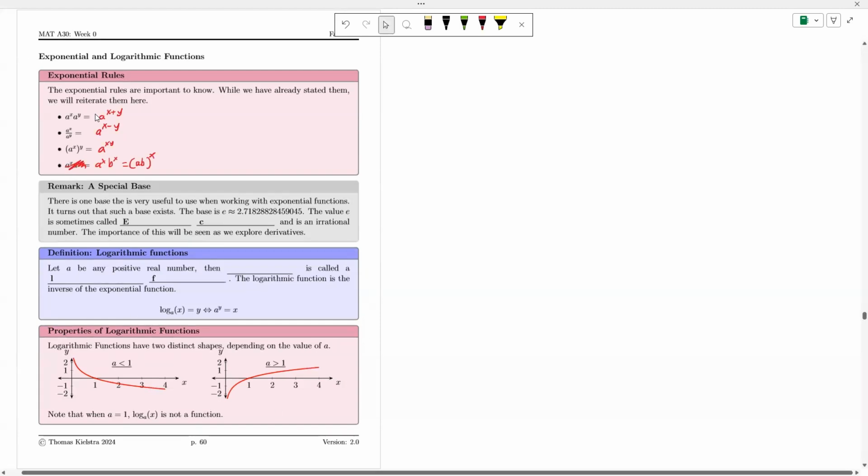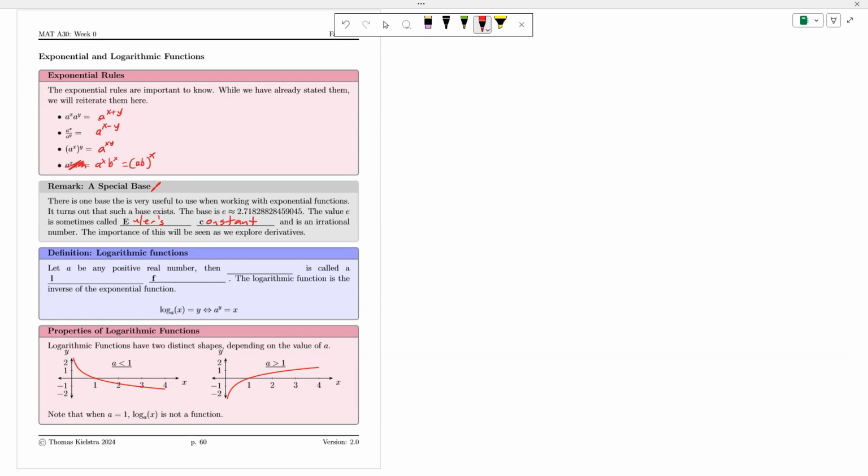Now, this base, this real number can be anything, but there's a really useful base. And it's such a special base, we give it a name. Sometimes we call it Euler's constant. Now, Euler's constant e is an irrational number. But why is it so important? The importance will be seen when you explore derivatives. You'll see how nice and pretty it is when we explore derivatives.